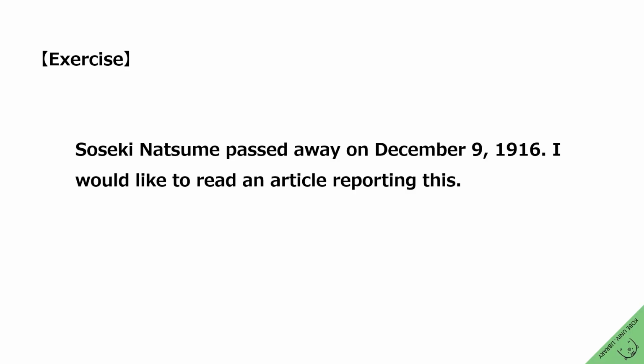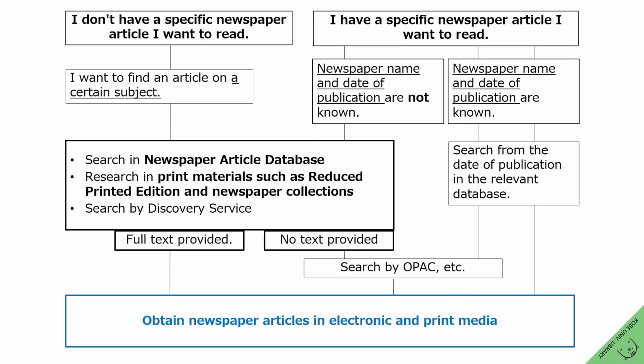Next, consider the example of finding an old article. We know the time period and theme of Soseki's death, but the specific name of the article and the paper it was published in are unknown. How can we find it? In this case, the specific name of the article has not been determined, so you cannot search OPAC by newspaper name. You may need to look at databases or look in print materials.